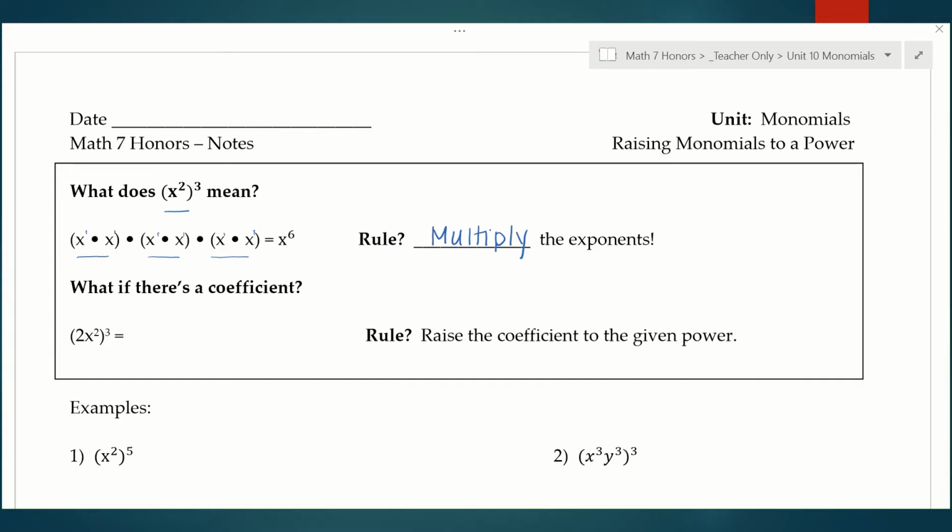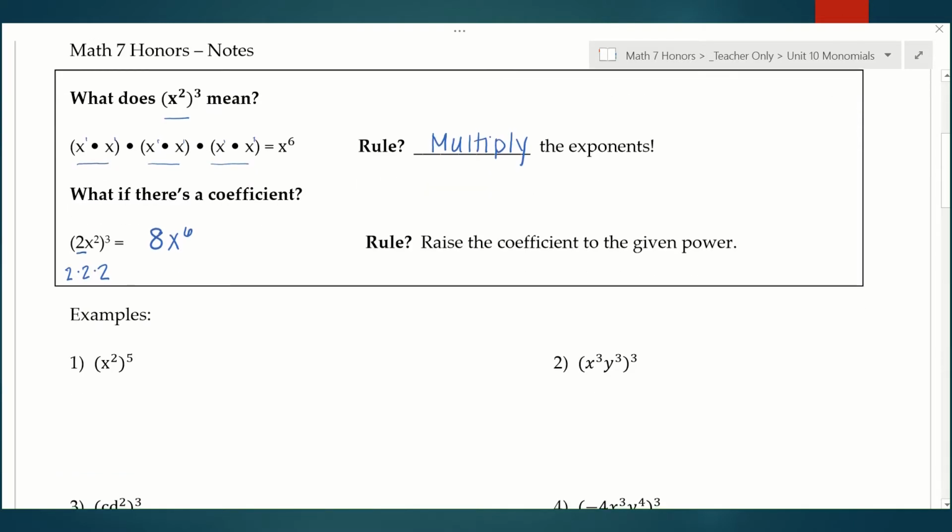Well, we treat a coefficient like we would anytime we were doing a number to a power. So in this example, I have a 2 as my coefficient. So what I'm going to do is take that 2 and raise it to the third power. So 2 to the third power is 2 times 2 times 2, which is 8. So I raise the coefficient to the power, and then my rule for my exponents again is just to multiply. So my answer here would be 8x to the sixth.